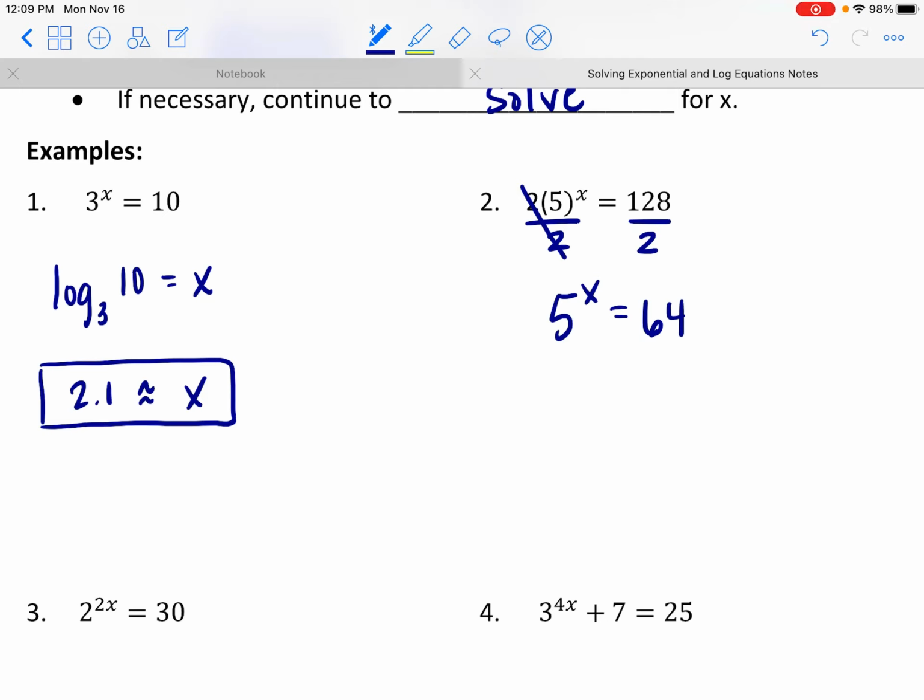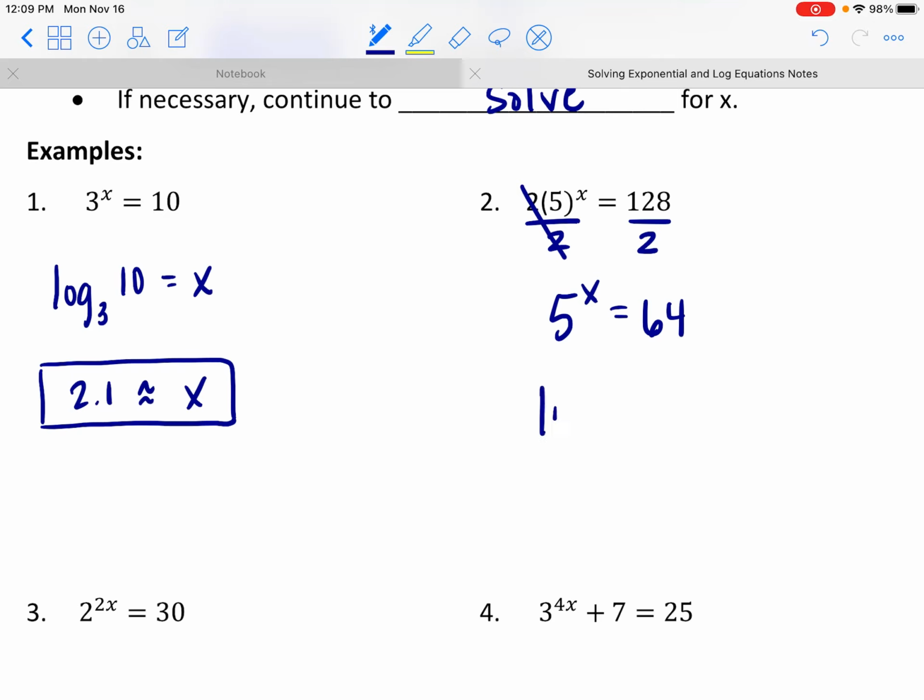Now there is no common base for 5 and 64, so I can't use that process we talked about in our first topic. And let's see, if I was trying to estimate here, I know 5 squared is 25. I know 5 cubed is 125. I'm looking for 5 to some power to get me 64, which is right in between those two. So I know I'm looking for a decimal that's going to be between 2 and 3. But the only way to figure out exactly what that power is, is to use a log.